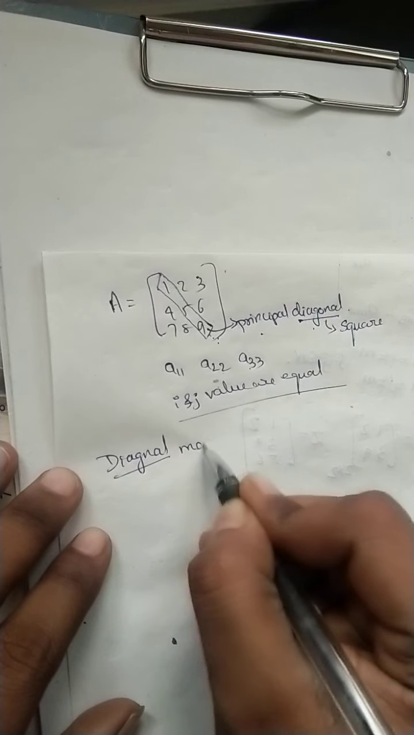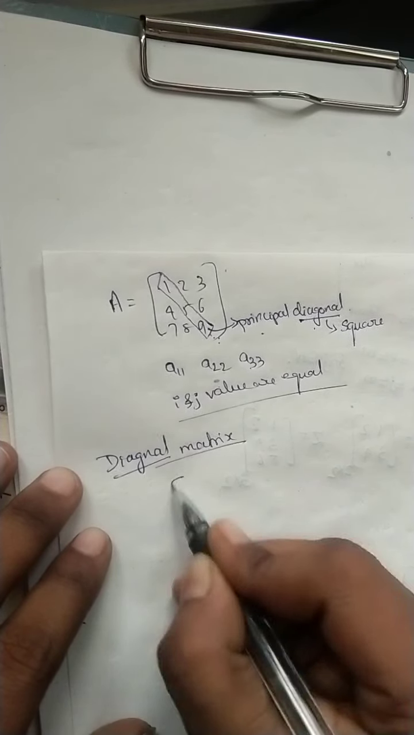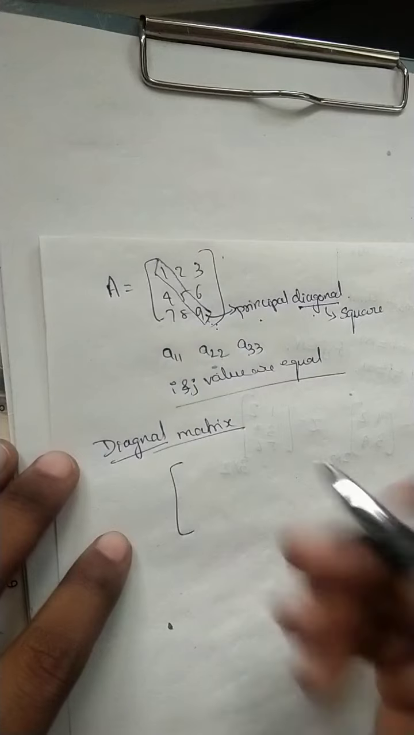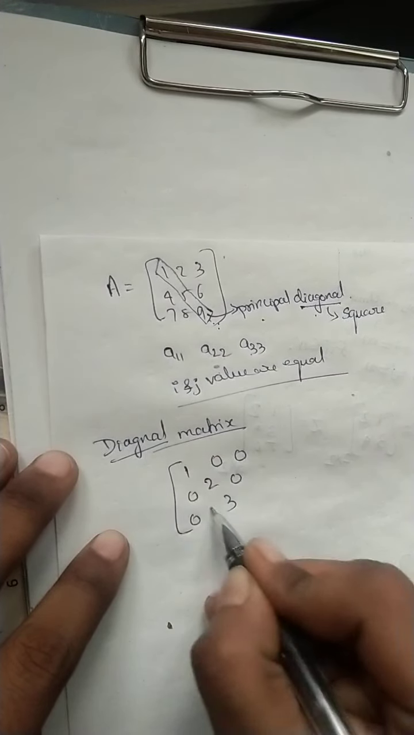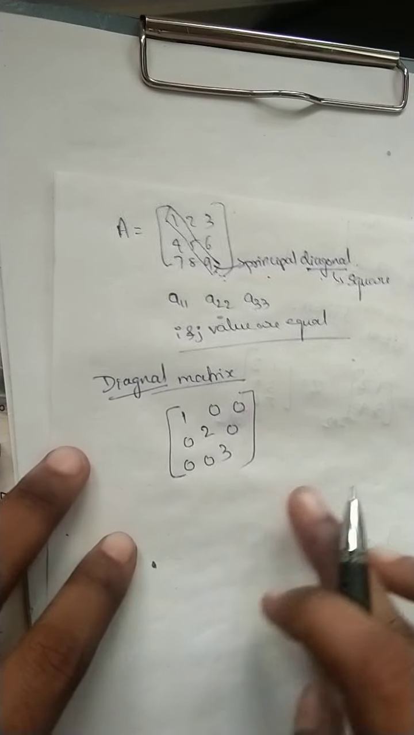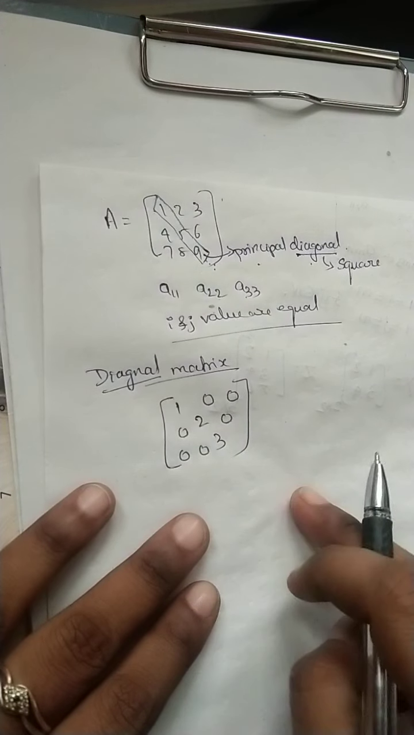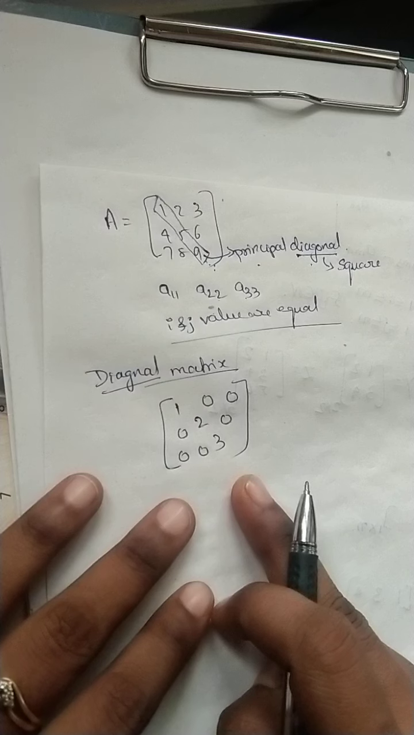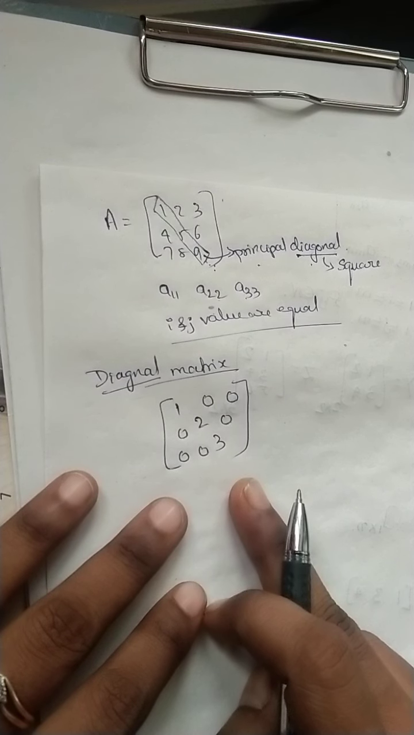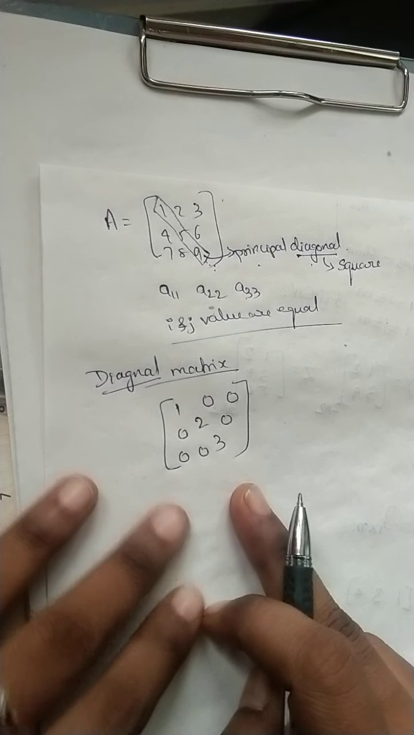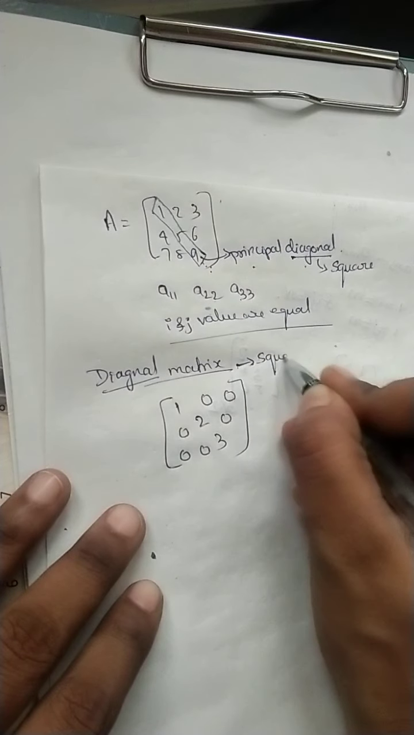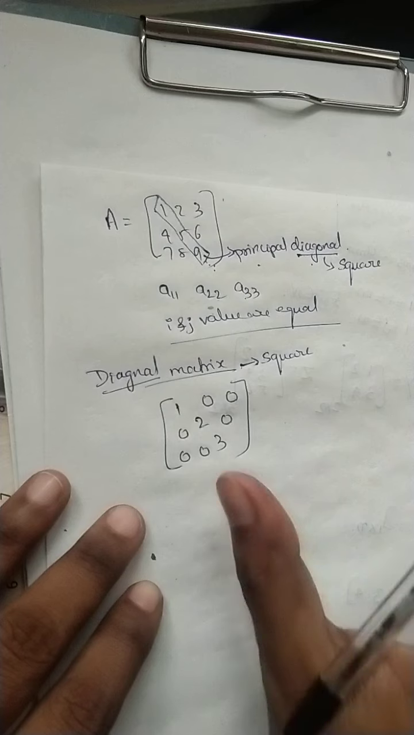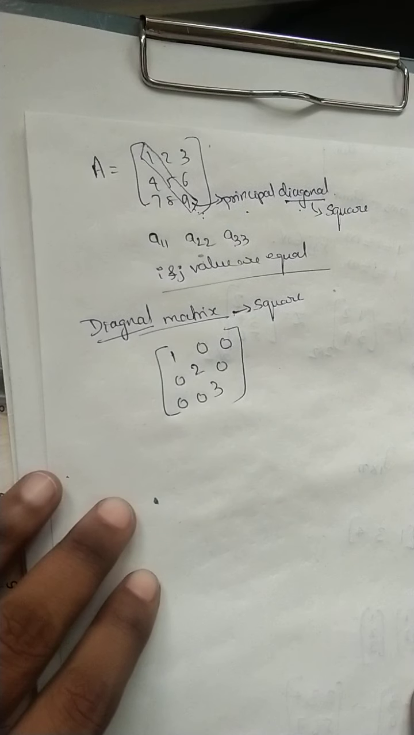Now coming to the diagonal matrix. A diagonal matrix is a matrix where, leaving the principal diagonal, all other elements are 0. This type of matrix is said to be a diagonal matrix. And again, a diagonal matrix should be a square matrix.